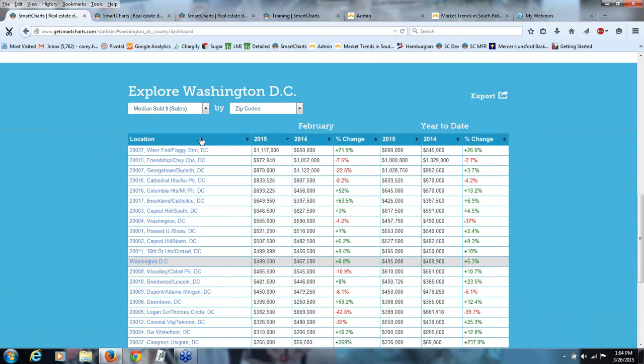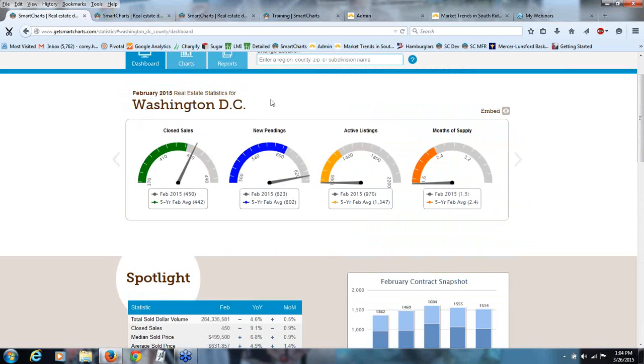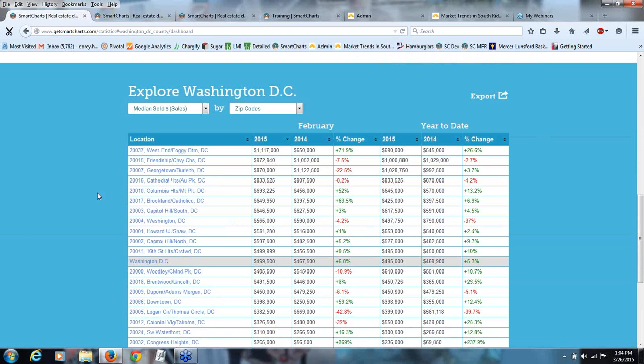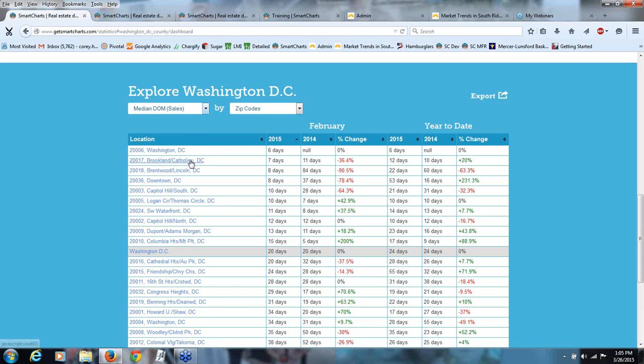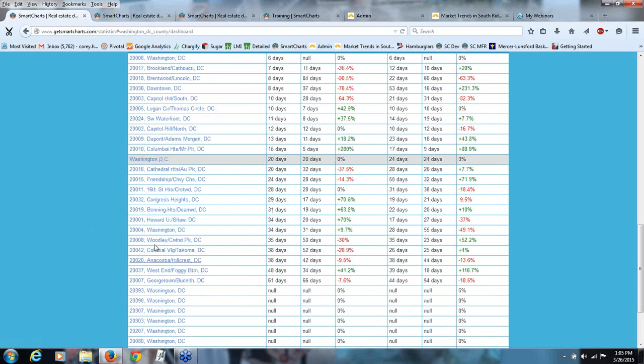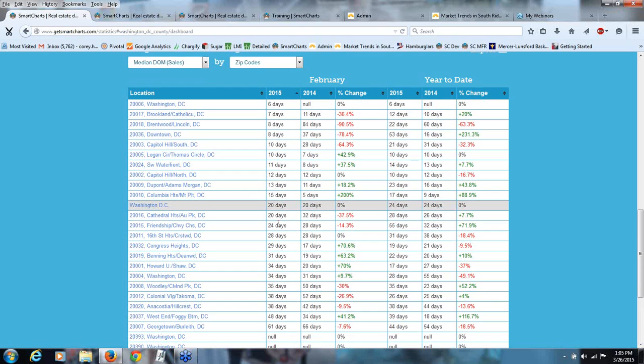So I went down to the Explore section within Washington, D.C. So I'm at the Washington, D.C. level, and in Explore, I can see things like median sale price by zip codes. I can see 20015. That's in the Chevy Chase Friendship area. It's the second most expensive zip code in the city. I could switch this over to median days on market to see how that listing that was only on the market for 3 days looks compared to the rest. And I see for this particular zip code, the median DOM is 24 days. It was 24 days in February.